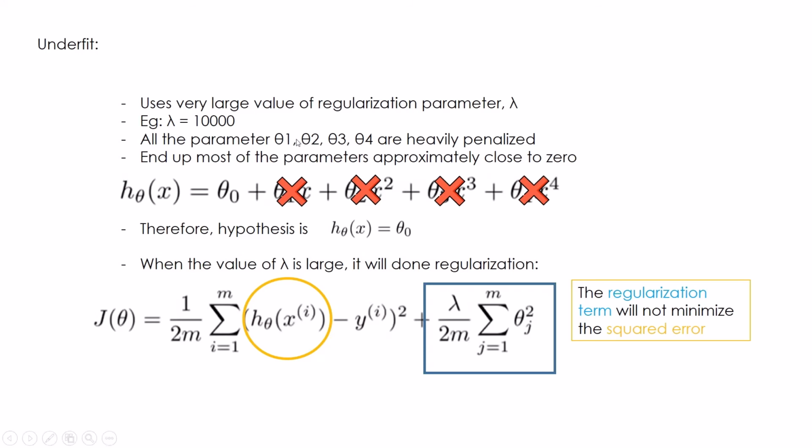Once the parameters are close to 0, these four terms in this equation will be cancelled since the value is multiplied with 0. Therefore, the hypothesis will only be left with h theta x equals theta 0. When the value of lambda is large, it will do heavy regularization. In this equation, j theta, the regularization term will not minimize the squared error since lambda is large.